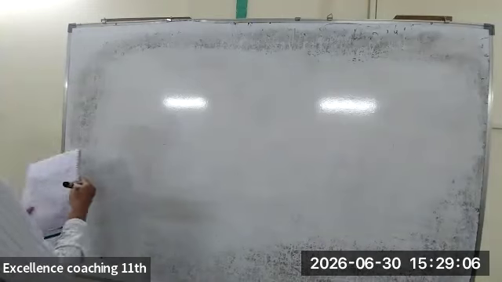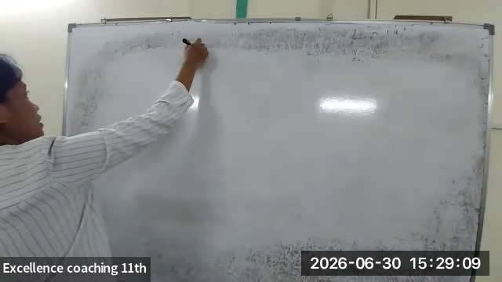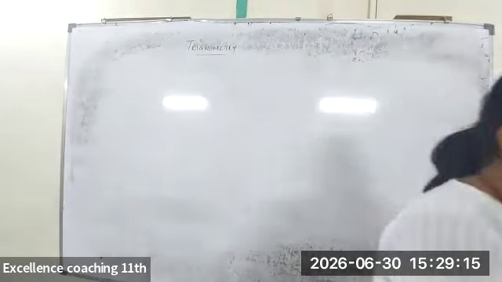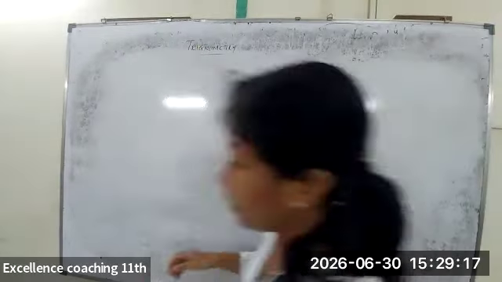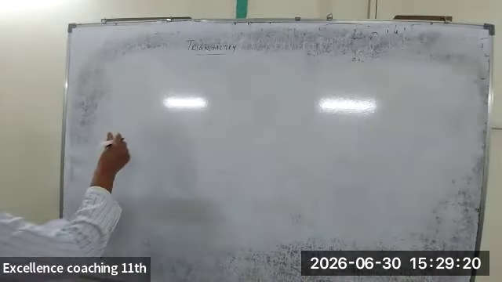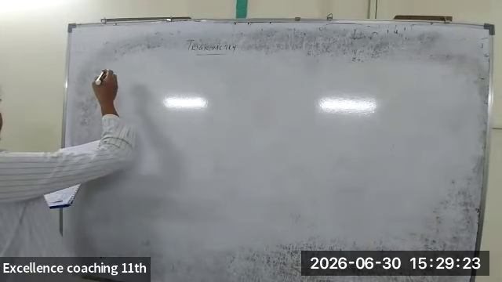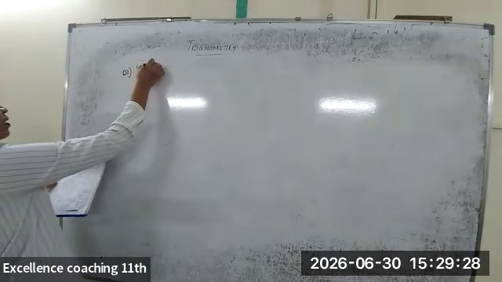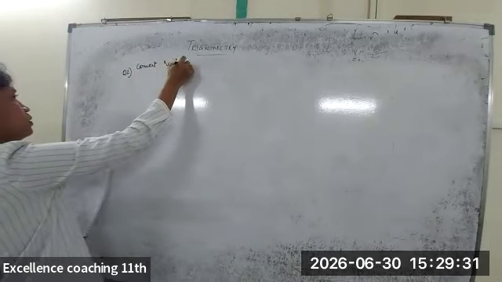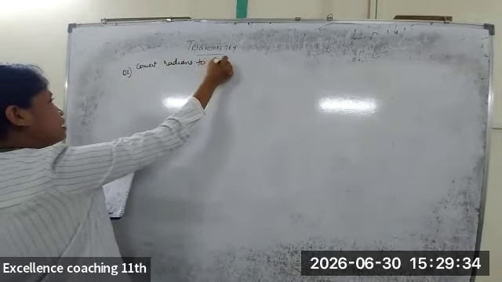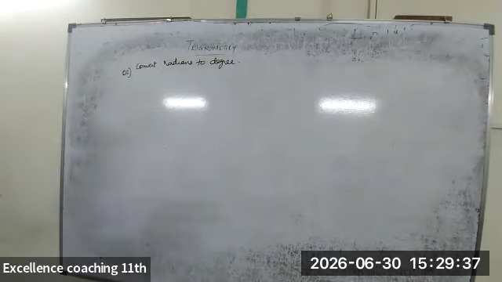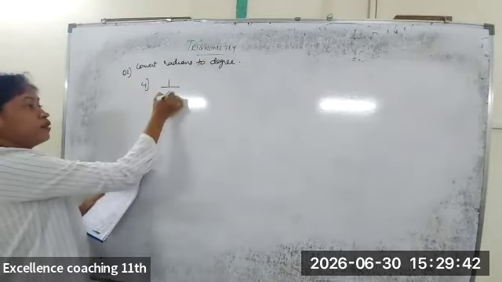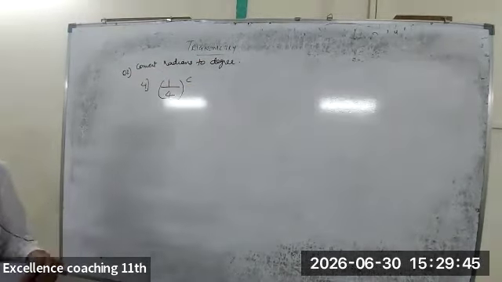The last class we were doing convergence. Radians into degrees. Now the fourth one, 1/4 radians we have to convert into degrees.